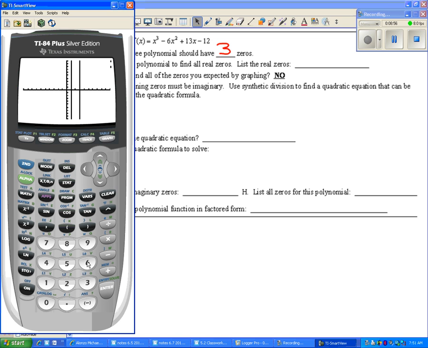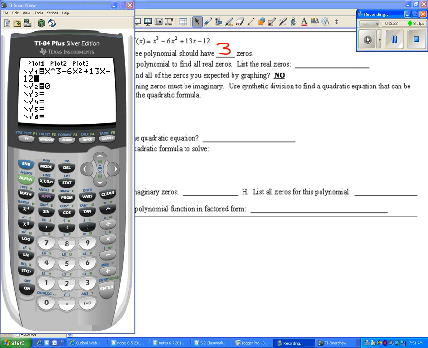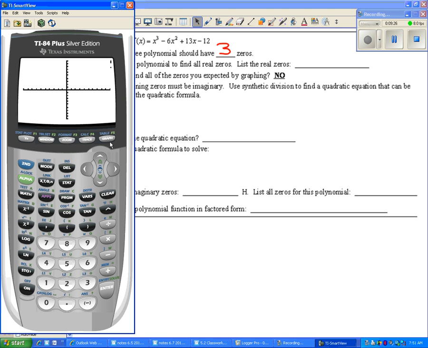Do you have to know? But I think it's helpful. I'm going to hit y equals, and I'm going to clear my function. So now I'm going to plug in my new function, x to the third minus 6x squared plus 13x minus 12. Again, stop and make sure that you didn't make a mistake. Not finding a mistake, I'm going to go ahead and graph this.